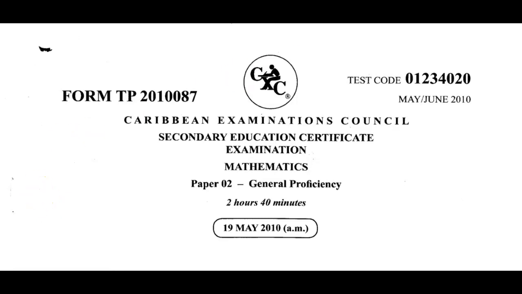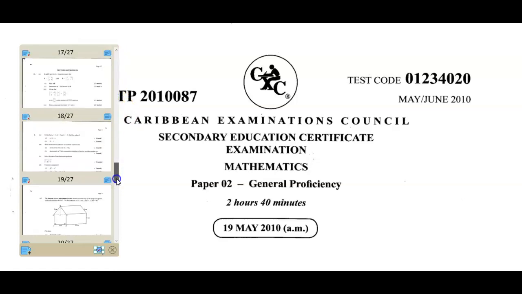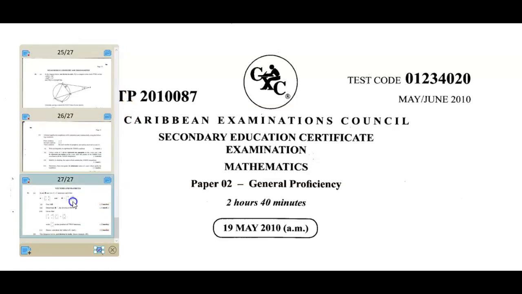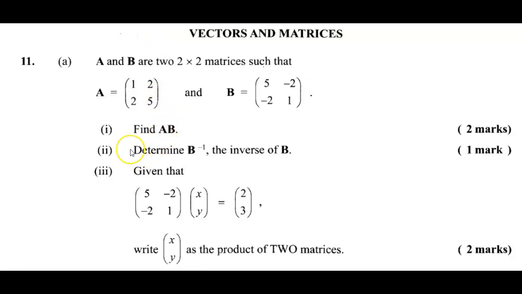In this session, we are going to work through question 11 from this booklet. So let's go to question 11. This topic is on vectors and matrices. So we have 2x2 matrices A and B, and you are asked to find the product AB. So let's work that out.